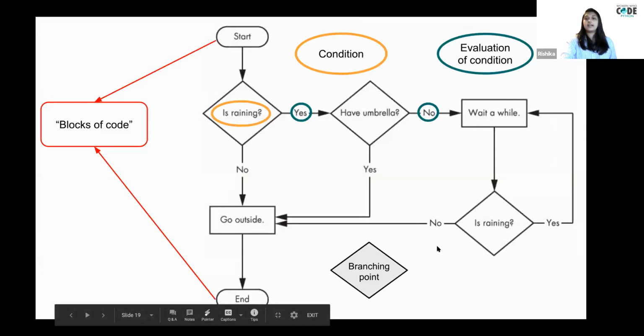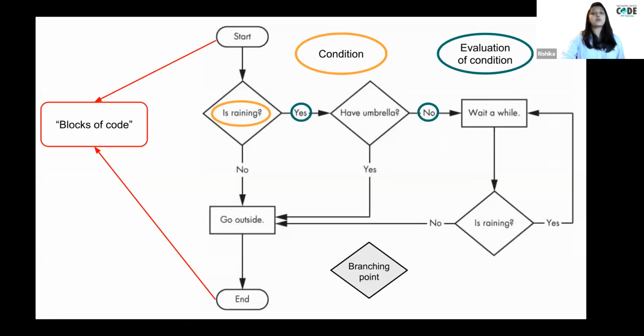This is a little diagram showing how we have conditions, how we have evaluation of the conditions, and how we have these different blocks of code. Everything that's circled in orange is a condition, and the condition being evaluated is either yes or no, that Boolean value of true or false. So you start from here and say is raining. That's the condition, and when you evaluate it, it can be yes or no. Let's say we took the yes path. Then we meet another condition, have umbrella, and then you go to no or yes. Let's follow the no here. That's again another evaluation, and then we get to wait a while.